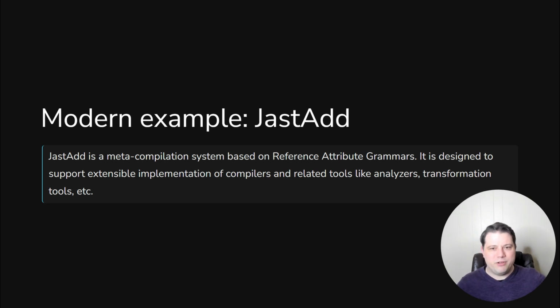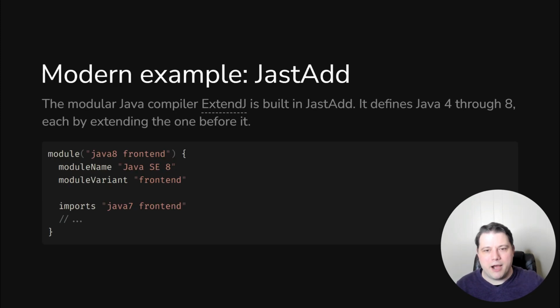And then there's another one. These are both written in Java, but this one seems to be more closely related to Java, called JastAdd. They're describing it as a meta compilation system based on reference attribute grammars, which are an evolution of attribute grammars in some form. It is designed to support extensible implementations of compilers and related tools like analyzers, transformation tools, etc. So this is a very similar goal project to Silver. Not really sure what the important differences are other than the Java compiler they wrote in JastAdd versus the C compiler that was in Silver.